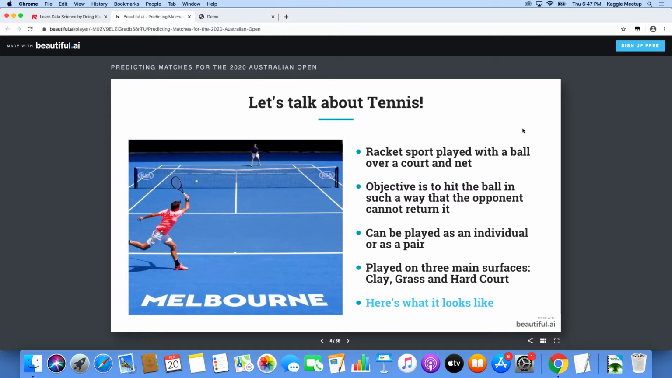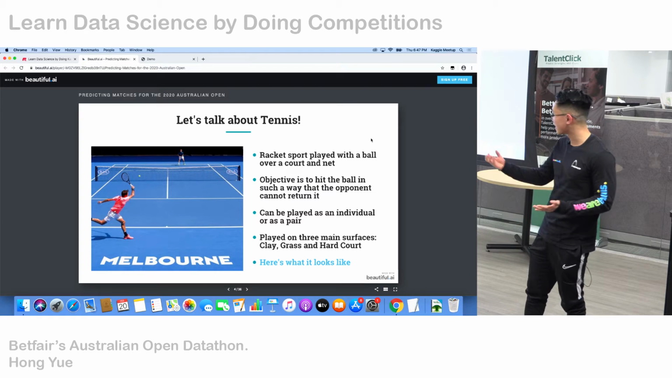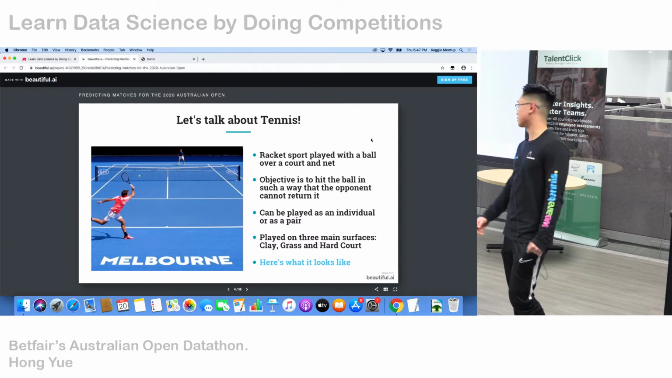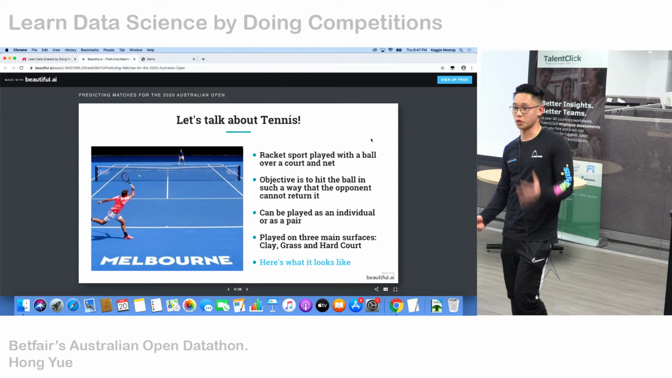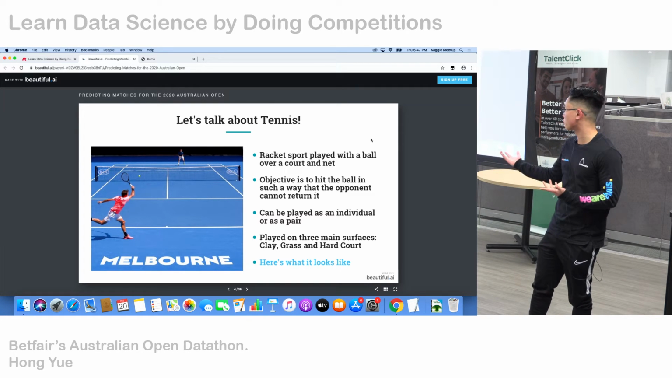So in tennis, the objective is basically to hit the ball in such a way that your opponent makes a mistake. Either they hit the ball into the net or they hit it out, right? It's one of the most popular individual sports in the world, but it can be played in pairs, and that's the format they call doubles.